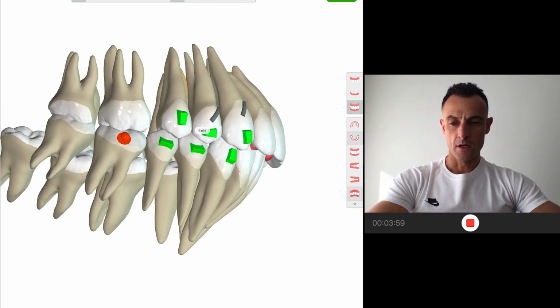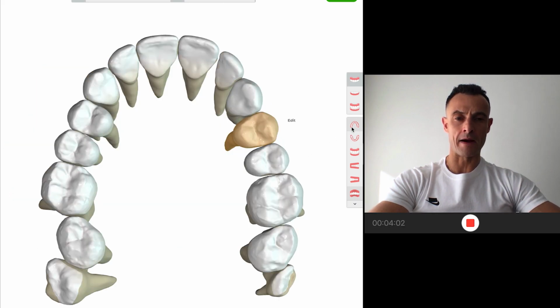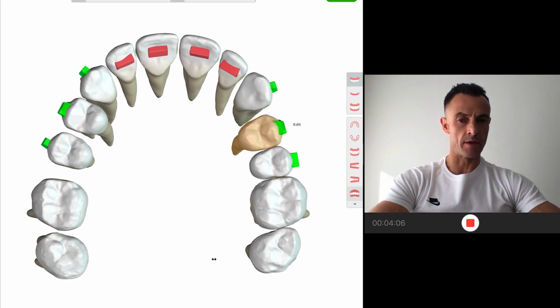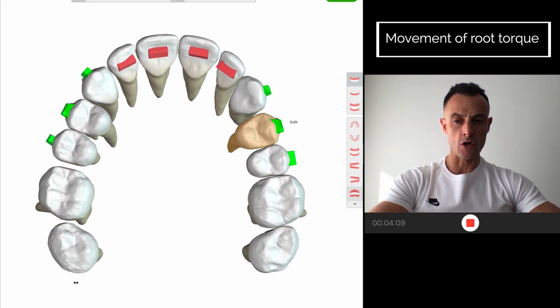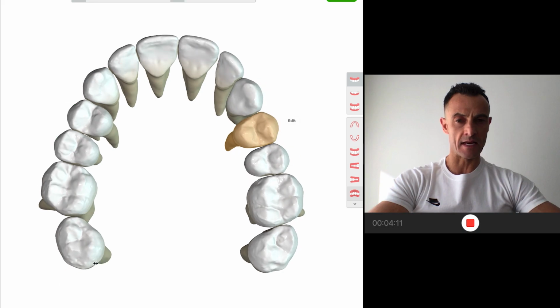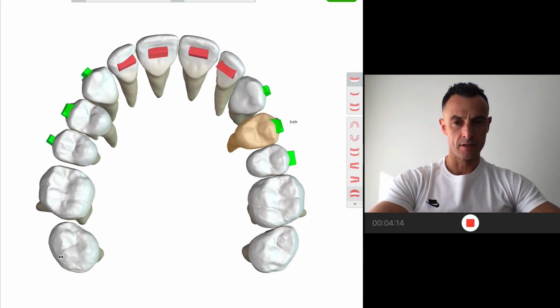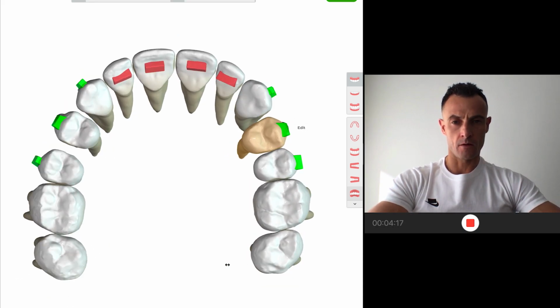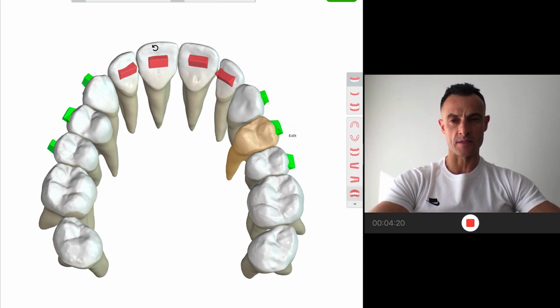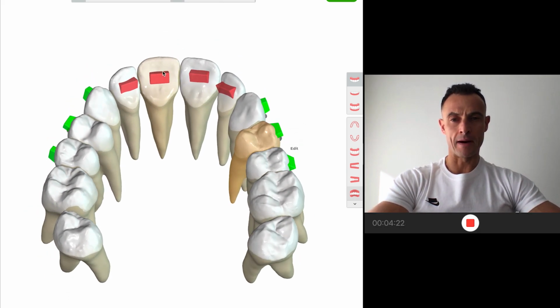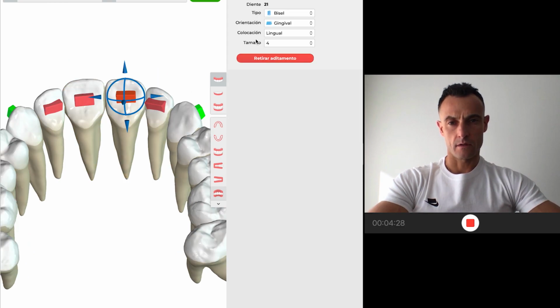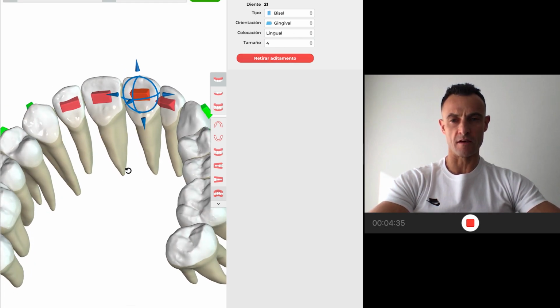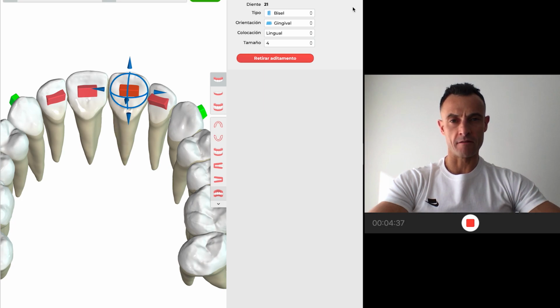Also it's important for you to manage the root torque. Plan the movement of the root torque, buccal root torque, in order to avoid the inclination of the crown while you expand. It's important to do it. And also these attachments that we bond here in the palatal, as you can see, they are gingival bevel attachments, in lingual 4 millimeters. I put them in the four incisors.